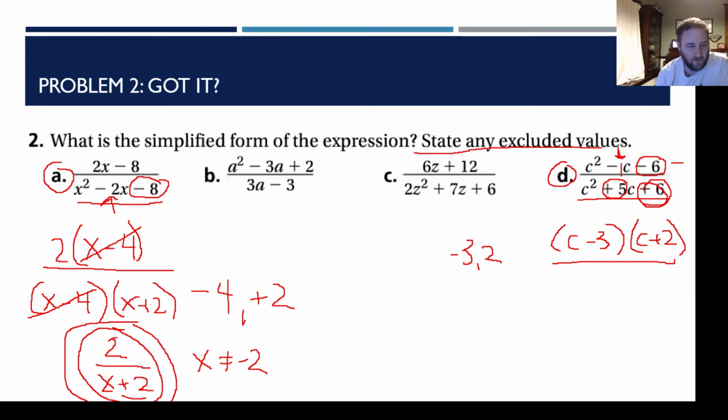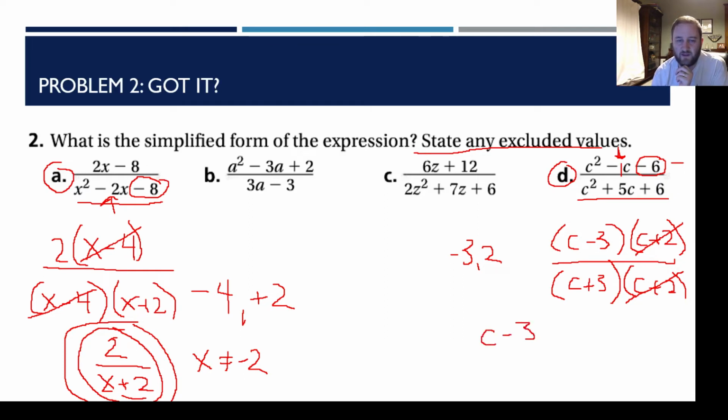I kind of marked over some stuff here. So let's see if we can factor the bottom now. Our factors of 6 are 6 and 1, 3 and 2. The only thing that adds up to 5 would be positive 3 and positive 2. So we're going to have c plus 3 and c plus 2. Now we've got c plus 2 on the top and bottom. We'll cancel those out, which gives us a solution of c minus 3 over c plus 3.